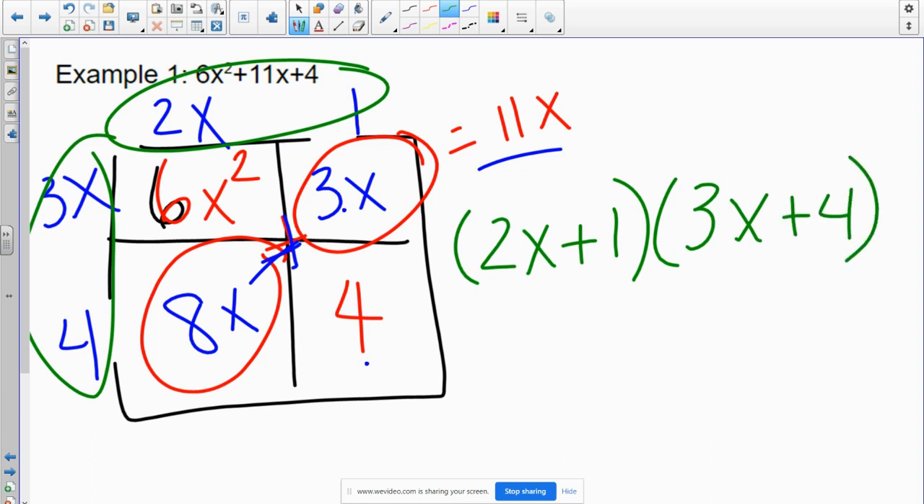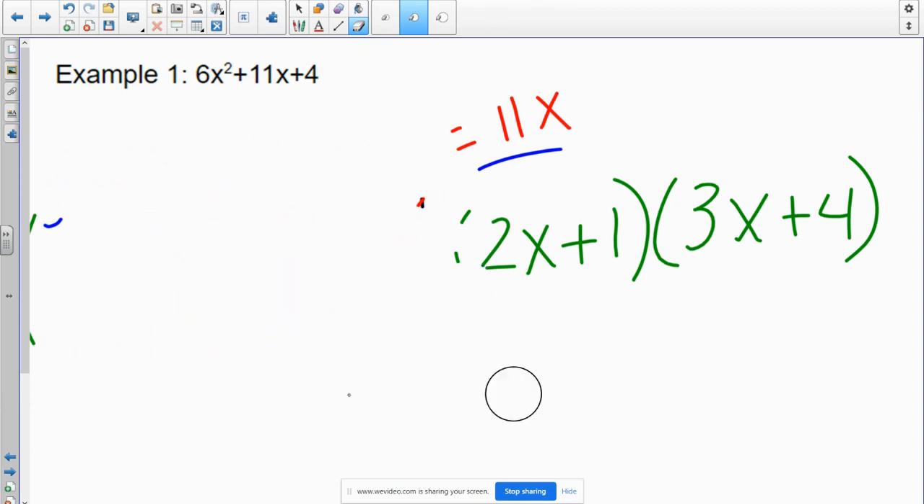Okay, so the box method. A little bit of guess and check, but I would totally say it's logical. It's not like you're guess and checking every number, you're just going to check the factors that are there. It just takes a little bit more work because this isn't just x squared. It has a coefficient other than 1 there.